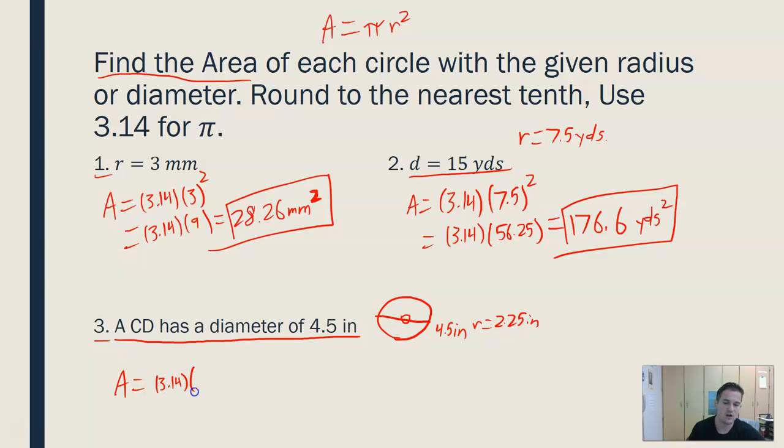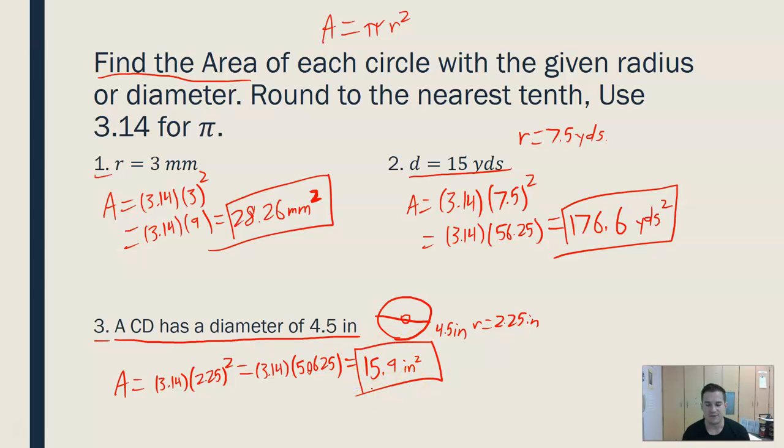r squared, or 2.25 squared. Well, 2.25 squared is 5.0625. And 3.14 times 5.0625 is 15.9-ish, give or take, depending on how you round it. 15.9 inches squared.